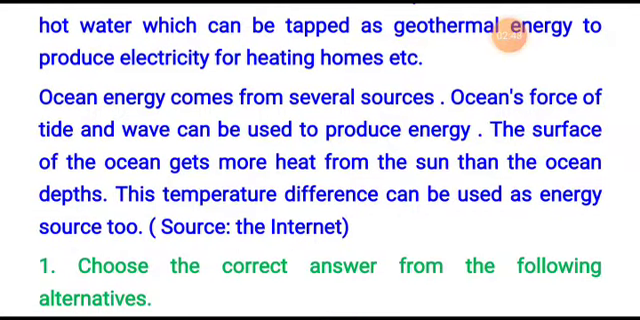Ocean energy comes from several sources. Ocean's force of tide and wave can be used to produce energy. The surface of the ocean gets more heat from the sun than the ocean depths. This temperature difference can be used as energy source too.